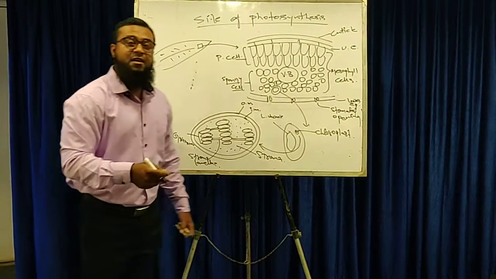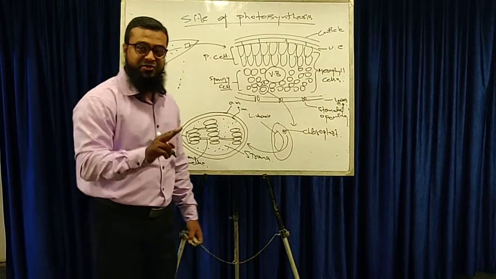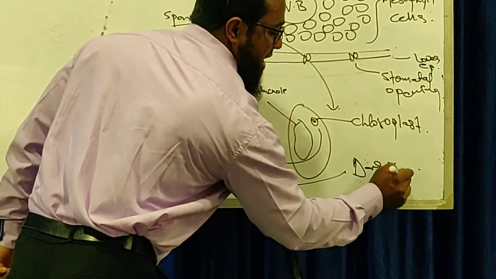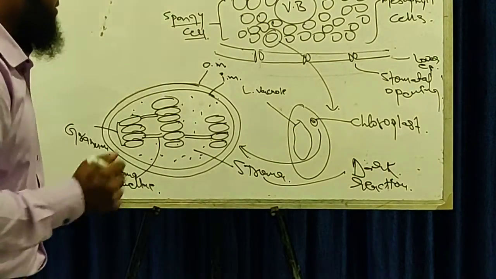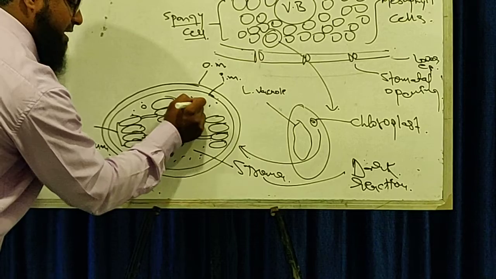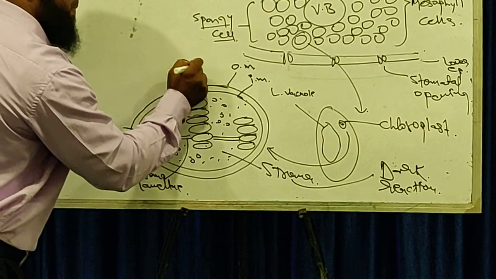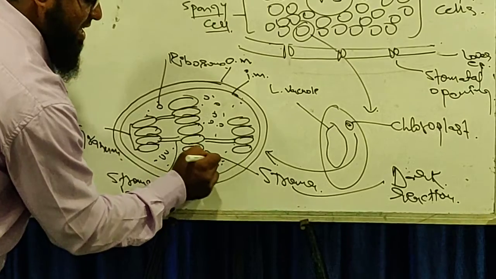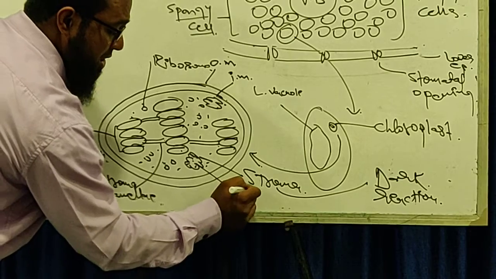We can divide the process of photosynthesis into two types of reaction: dark reaction and light reaction. Stroma is the site of dark reaction. In that stroma, we find small spherical structures, which are called ribosomes, and a circular DNA is also present. A few circular DNA molecules are found there.